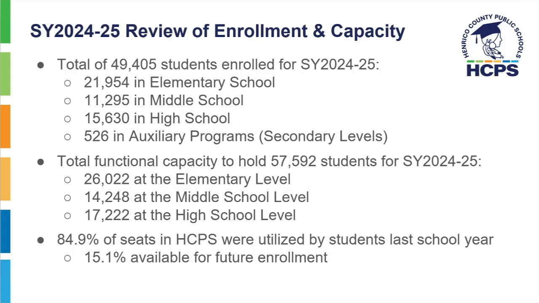While numbers fluctuate throughout the year, the division had 49,405 students enrolled as of the official counts reported in the fall of 2024. The division also calculated a functional capacity of 57,792 for the entire division spread across our 67 traditional campuses. This means about 85% of our current capacity is being utilized.